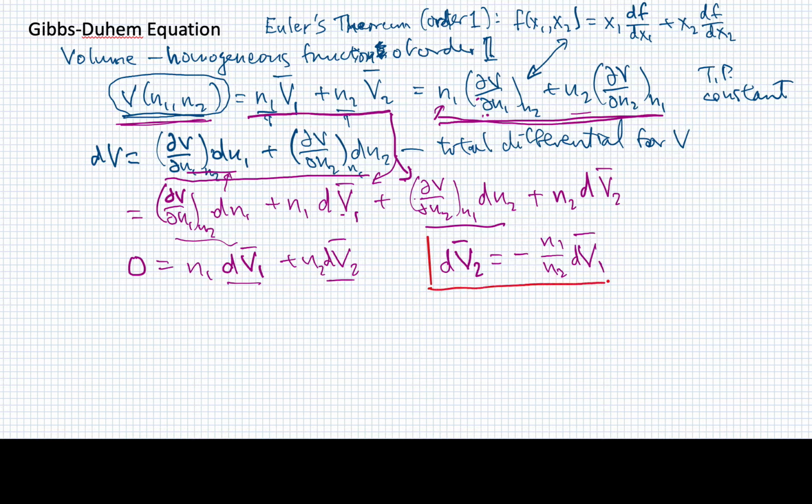is a significant relationship because it tells us that these two cannot vary independently. That is to say, the partial molar volumes. If I change the partial molar volume of one component in the mixture, it will have an effect on the partial molar volume of the other component. This is a manifestation of something called the Gibbs-Duhem equation.